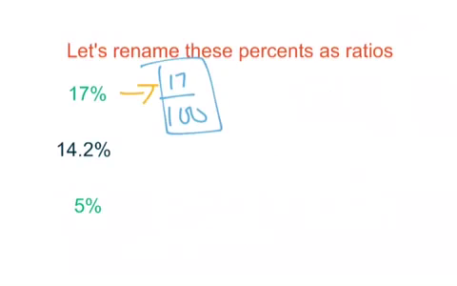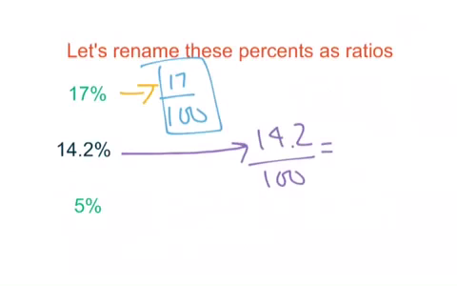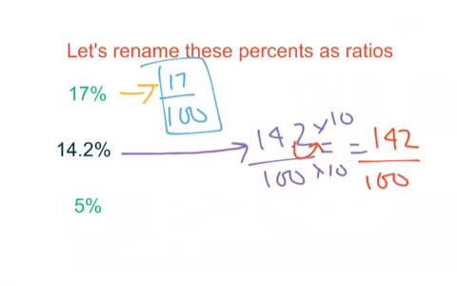Okay. Then we have 14.2%. So that means, draw a little arrow, we're going to have 14.2 out of 100. Now, you're really not going to want to have a decimal and a fraction, so I'm going to want to move that decimal point, aka I'm going to multiply each one by 10 mathematically. So we're going to move that decimal point right over there. So we're going to 142 over 1,000.